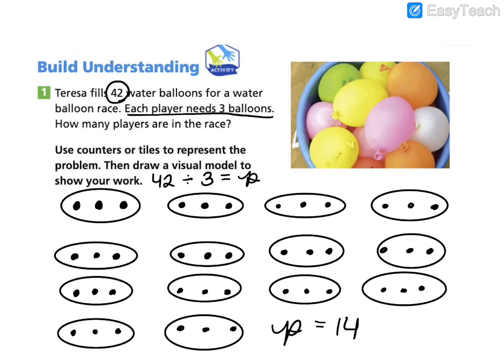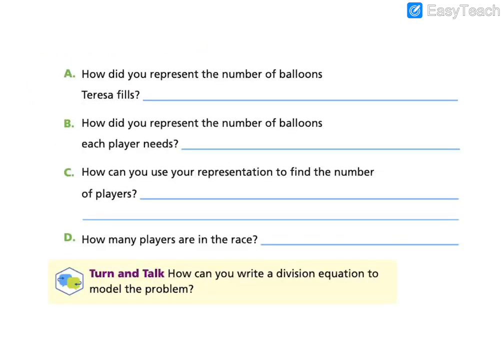Okay, let's go ahead and answer the questions now. A, how did we represent the number of balloons that Teresa filled? Depending on how you did it, right? Mine was the number of dots, right? We drew 42 dots to show 42 balloons. So you can say I drew 42 dots for the 42 balloons.